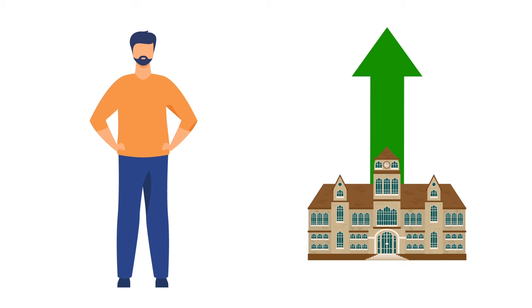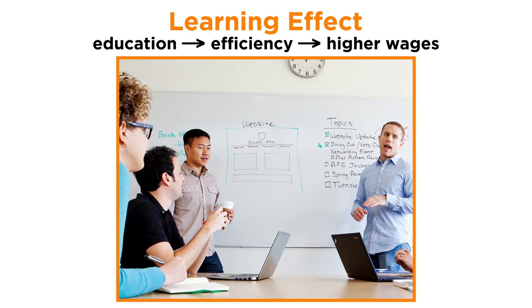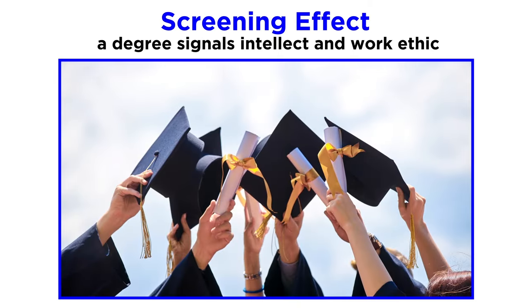Economists have two explanations for the connection between educational advancement and higher wages. The first theory, called the learning effect, says that education increases efficiency of production and therefore leads to higher wages. The second theory, called the screening effect, says that the completion of college signals to employers that a job applicant is both intelligent and hardworking.